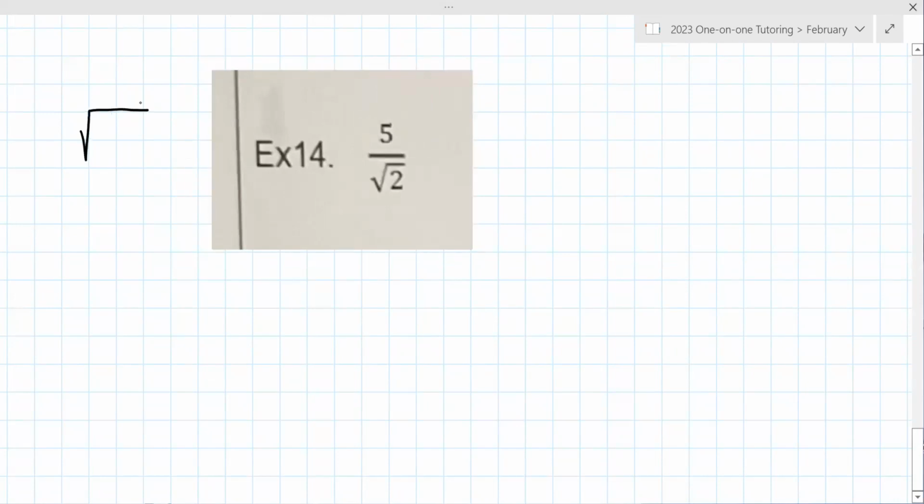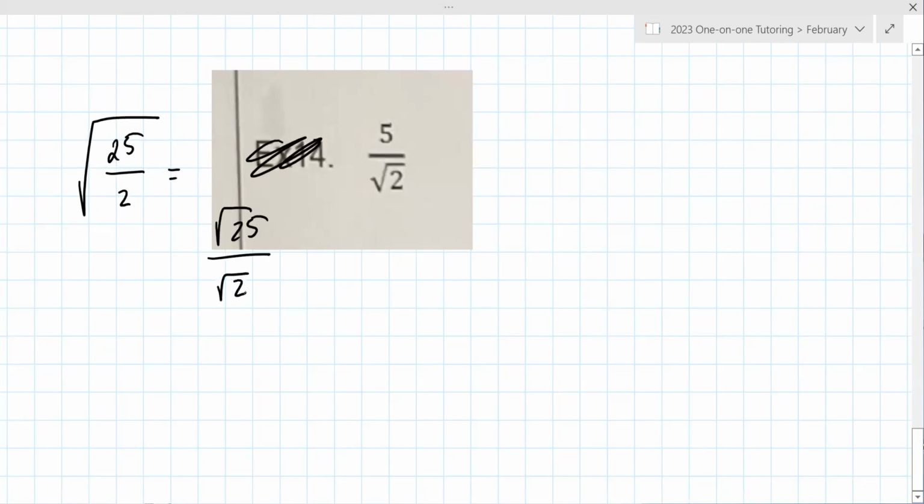It was the square root of 25 over 2. And this becomes the square root of 25 over the square root of 2. And the square root of 25 is 5. Okay, that number is 5. The bottom you can't reduce.